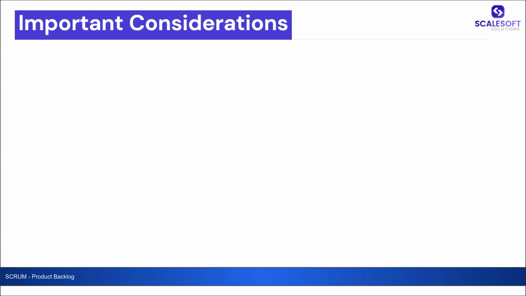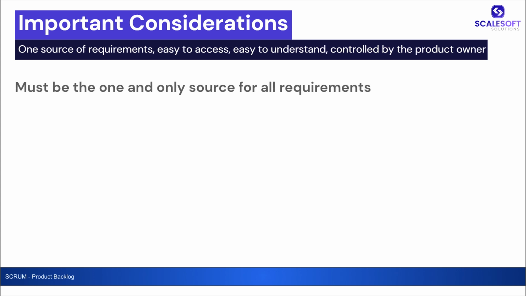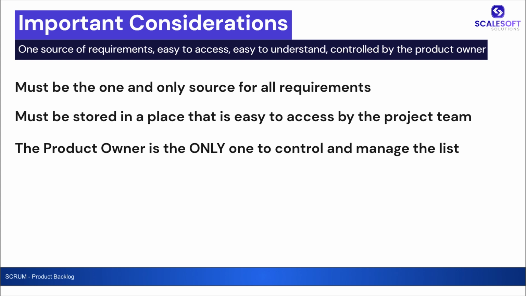There are some important considerations that I want to highlight for a professional product backlog. 1. The product backlog must be the one and only source of all requirements. If you have any change request or a bug or any other requirements, it must end up in the product backlog list. 2. The product backlog must be stored in a place that is easy to access by the project team. 3. Although it is a team effort to develop and update the product backlog, it is the responsibility of the product owner only to control and manage the list.